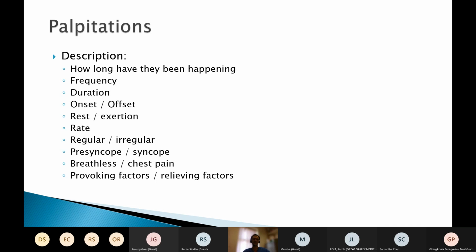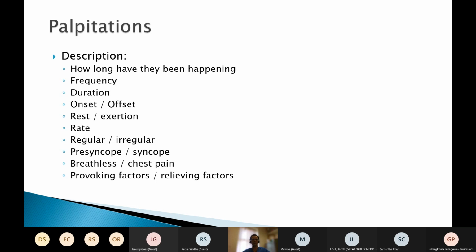And they can then say, no, it's not as fast as that, or it's faster than that, or they can say, actually, it's regular. And it can help them to understand it. And obviously, if it's fast and irregular, it's pointing you towards atrial fibrillation. If it's slower pounding, then it's more likely just the heart doing a normal thing and then becoming aware of it, and so thinking that it's a palpitation when there's no underlying pathology.